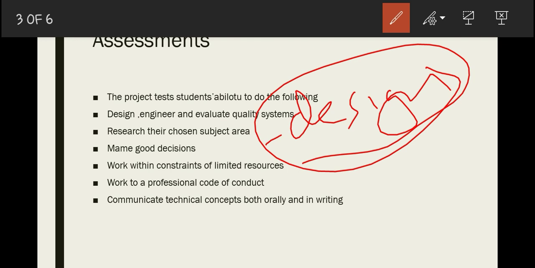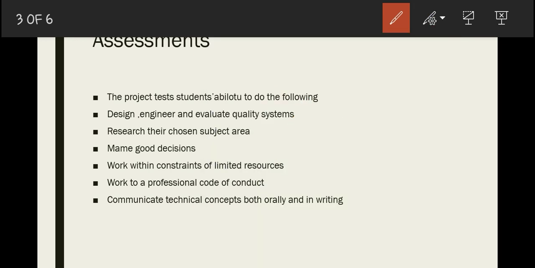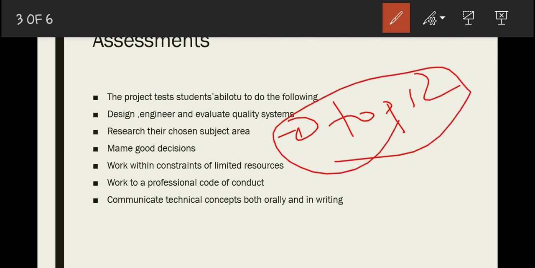You will also be assessed on research. How do you research your chosen subject area? In this case, I have to warn you as students. It is like this: if you select a certain topic, then you have to do a thorough study.